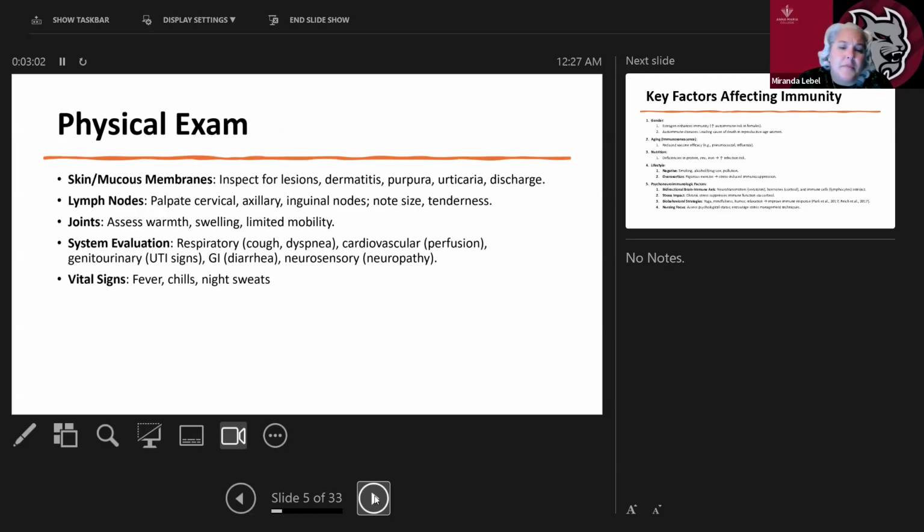How's our respiratory system? Do we note any cough or dyspnea? How's our cardiovascular system? How's our perfusion? How's our genitourinary? Are there any UTI signs? Is there any GI signs? Any neurosensory findings? And then our vital signs would show any fever, chills, or night sweats.